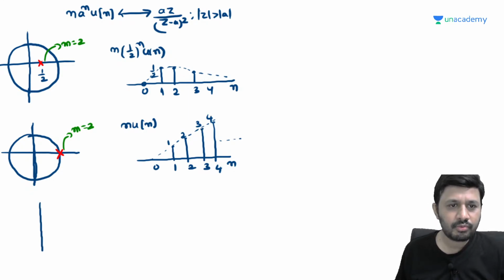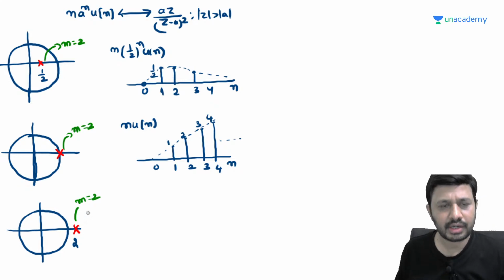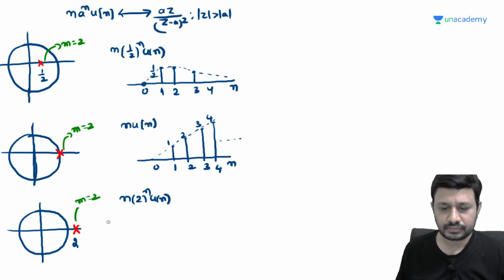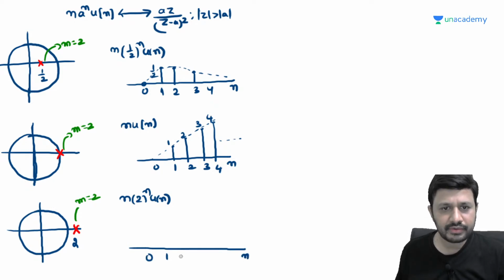Now, what will happen if the poles are outside but of order 2? Say this is at 2. Assume that poles are located at 2 of order 2, 2 poles. So a value is 2, n times 2 power n u of n. N times 2 power n u of n means what could be that shape? Give different values of n. N is equal to 0, n is equal to 1, n is equal to 2, you put this kind of thing.